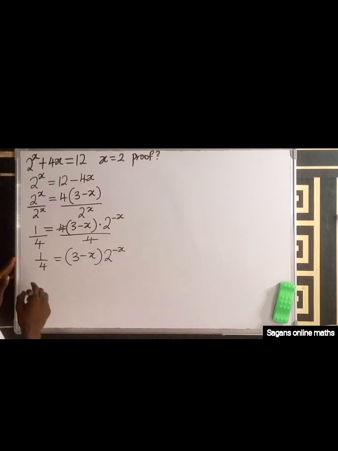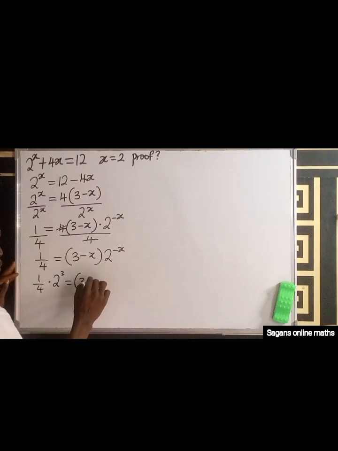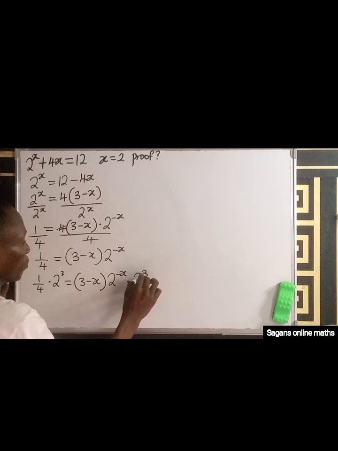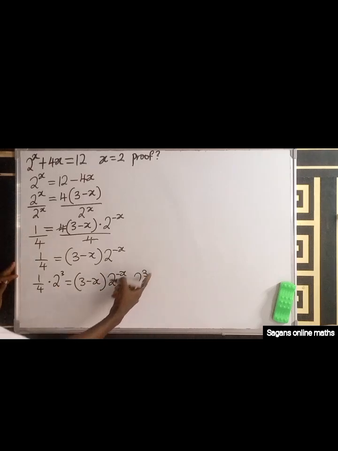So if we multiply here by what? By 2 raised to the power of 3, we would have 1 divided by 4 multiplied by 2 raised to the power of 3 equals 3 minus x, then multiplied by 2 raised to the power of minus x, then multiplied by 2 raised to the power of 3. Because we multiply both sides by 2 raised to the power of 3.